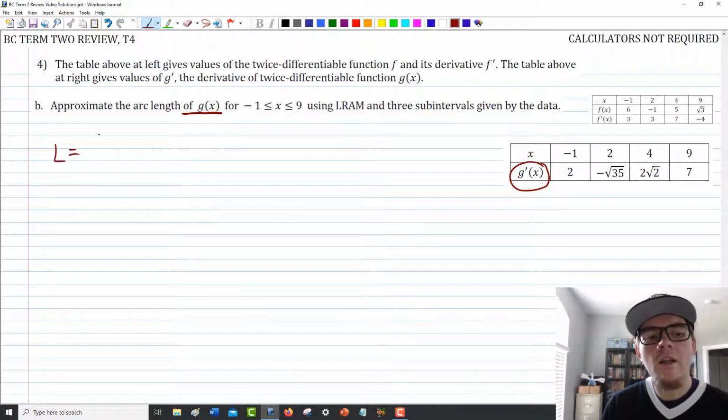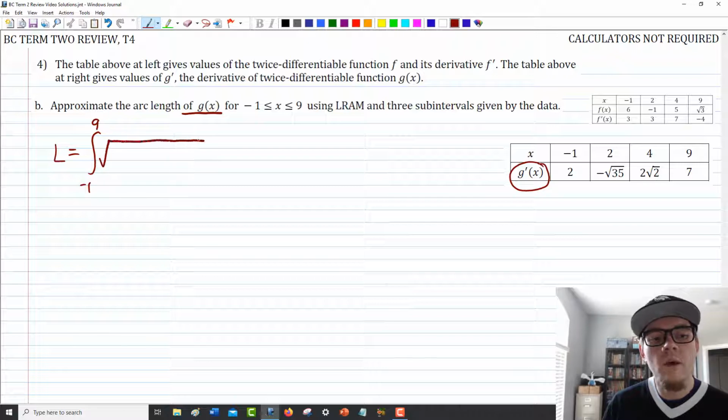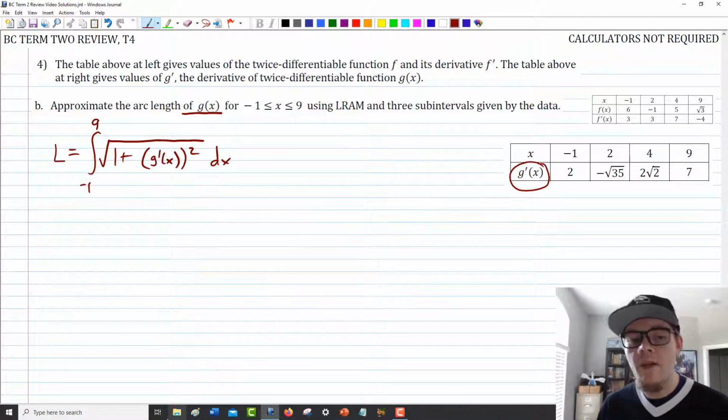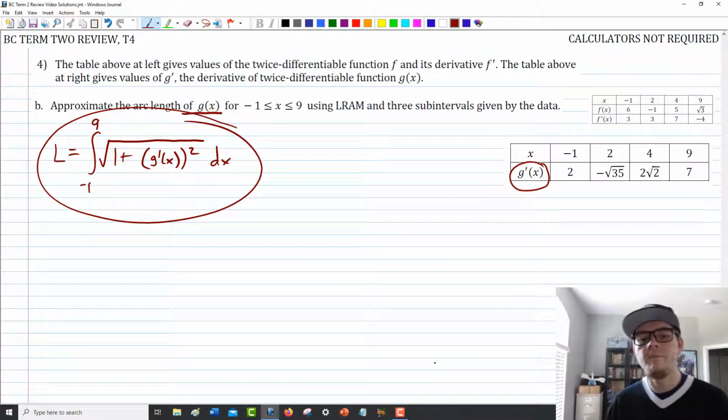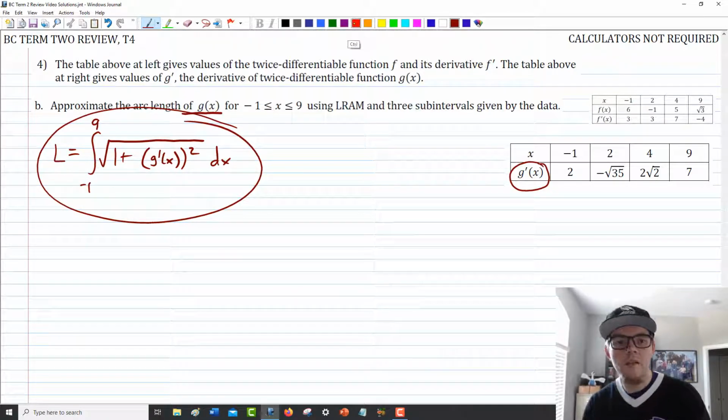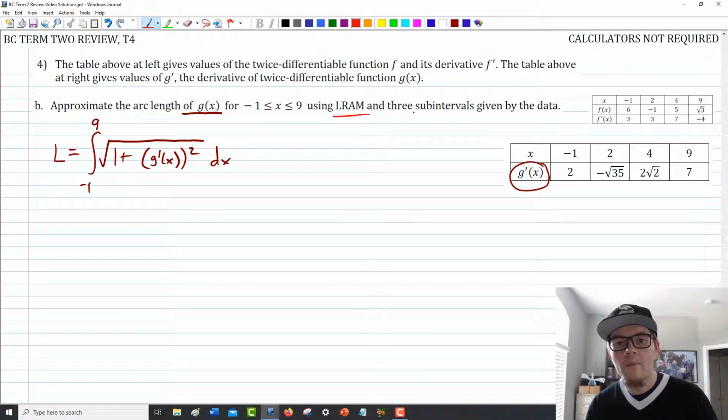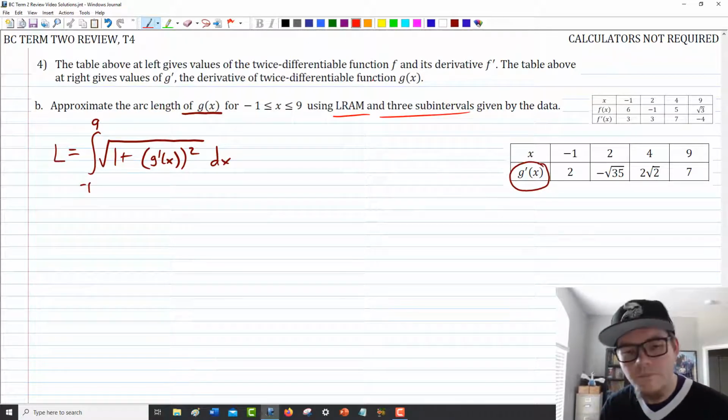What is the formula for the arc length? Well, this is something you definitely want to know. It's going to be the integral from -1 to 9 of the square root of 1 plus the derivative squared. When I say derivative, it's the derivative of the function, which in our case is g prime of x. So this is what we need to approximate. And we're going to approximate it using LRAM and 3 subintervals.